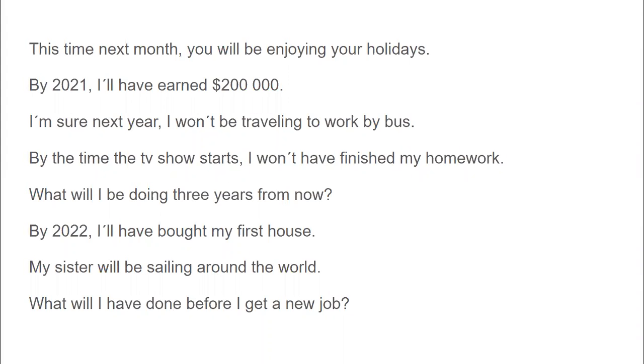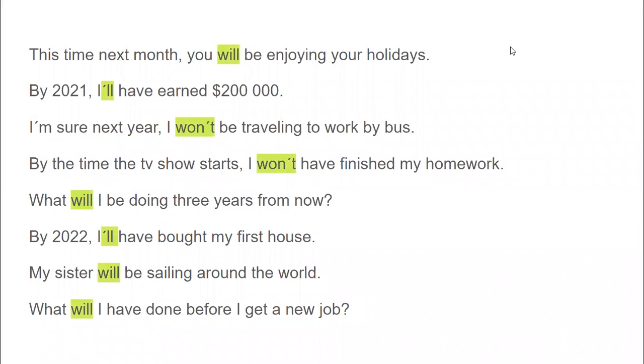So here we have 8 sentences. Please read them and try to find the similarities between these 8 sentences. So here we have the similarities: will, won't, the negative form of will, in the contraction, will not.